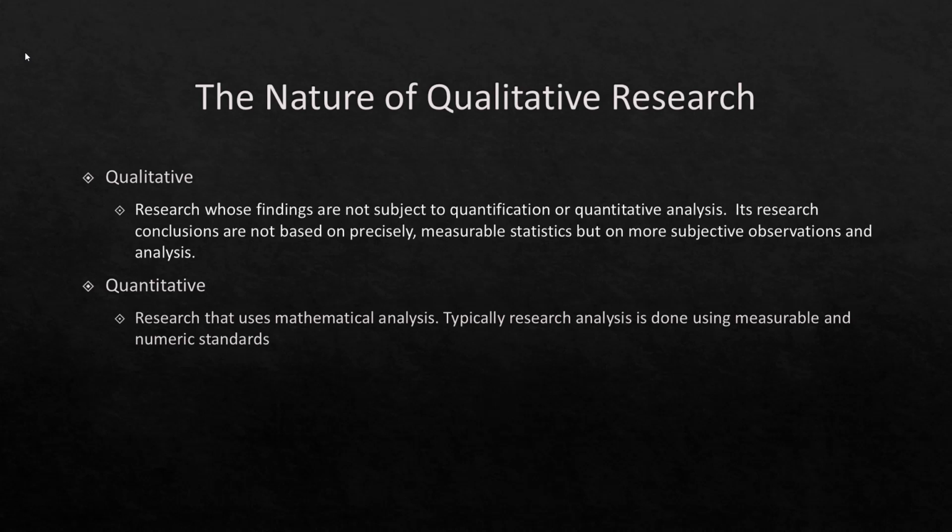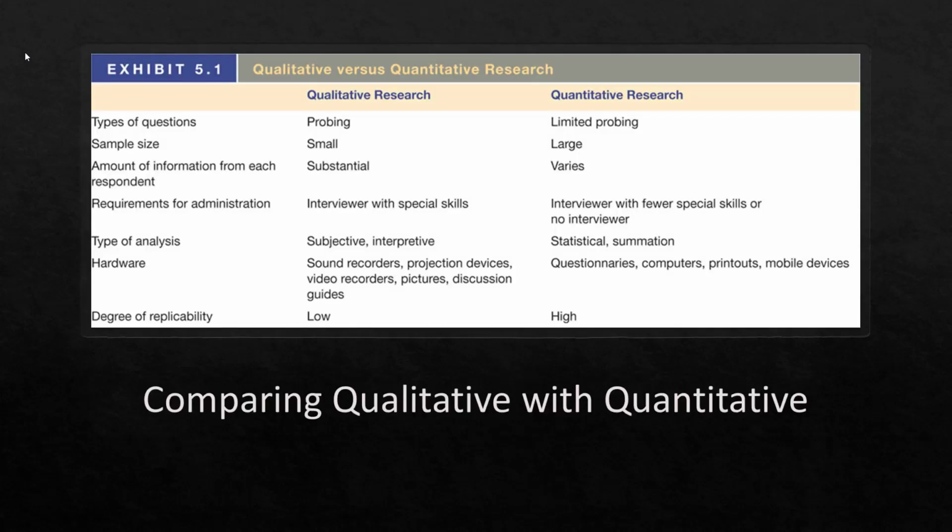To make things a little easier to understand, qualitative research is not quantitative research, in the sense that qualitative research never uses numbers to draw conclusions from the data. So here's a table that summarizes the major differences between quantitative research and qualitative research.